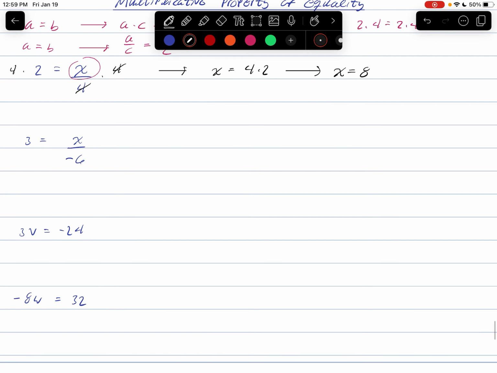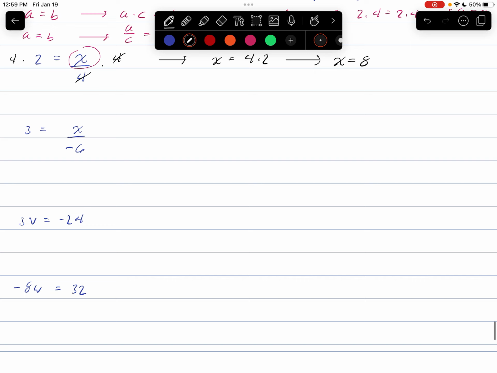Let's take a look at this one. Here we have 3 is equal to x divided by negative 6. Exact same principle here. We want to get x all by itself, so we can multiply the right-hand side by negative 6. Since we multiply the right-hand side by negative 6, we also have to multiply the left-hand side by negative 6. So these negative 6's will cancel, and we end up with x is equal to 3 times negative 6, or negative 18.